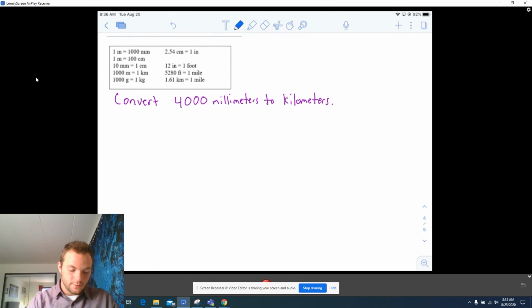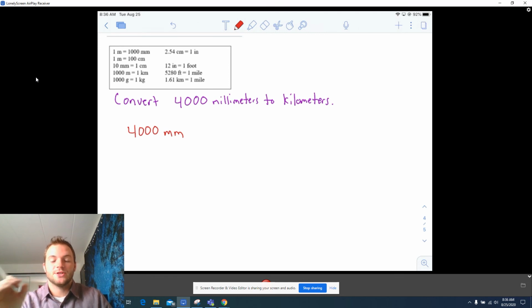Okay, we're going to convert 4,000 millimeters into kilometers. So what I'm going to start with is the 4,000 millimeters, and I need to find a way where I can march from millimeters to kilometers. If there's something in here that's directly millimeters to kilometers, use that. But right here, as long as you follow the logic of conversion factors and units, there's multiple ways you can get there.